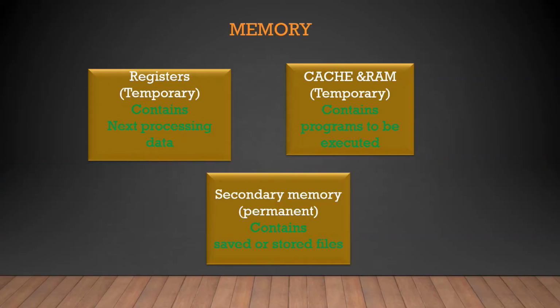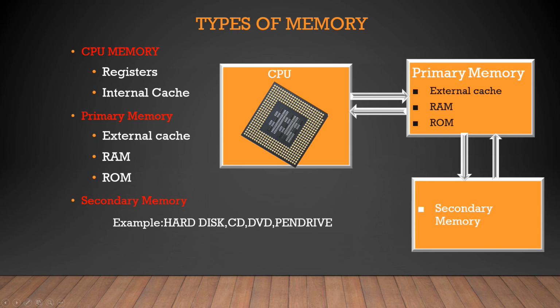Same way, register contains next processing data. RAM and cache memory contain programs that have to be executed. And secondary memory contains saved files. So computer can perform the process quickly and efficiently with the help of different kinds of memory.